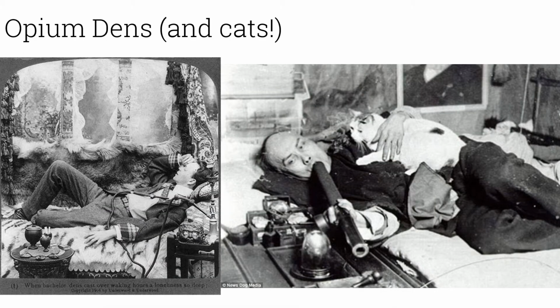So here are a couple images of opium dens. Opium dens were prevalent throughout the world in the 19th century. You can see in the picture on the right, the gentleman is holding a long opium pipe, holding it over an oil lamp. That lamp vaporizes the drug and allows the smoker to inhale the vapors.